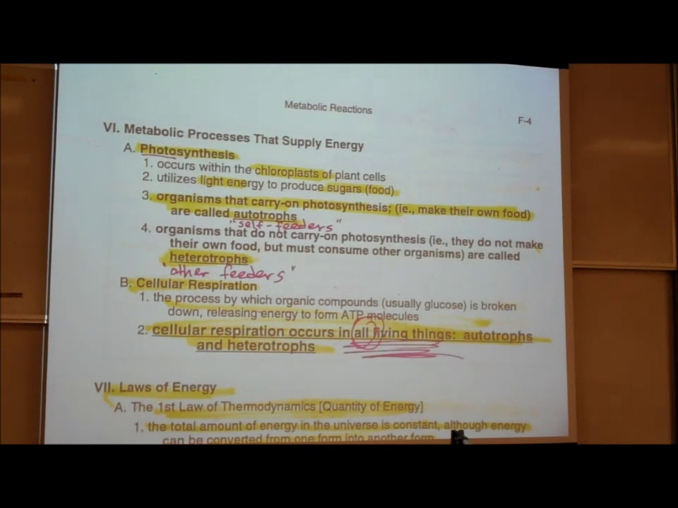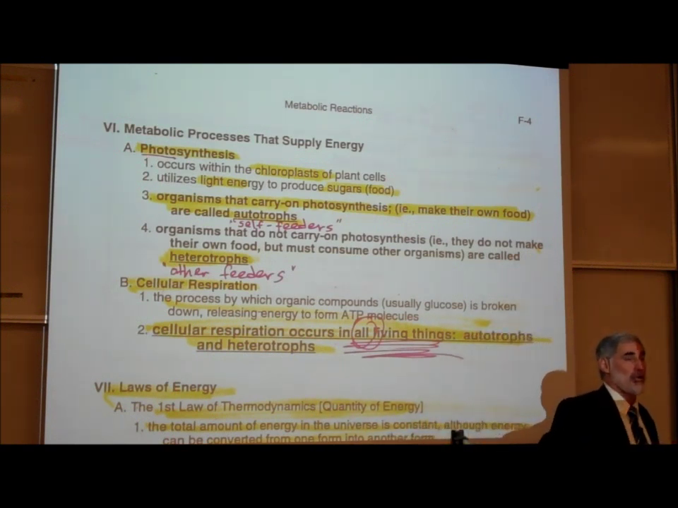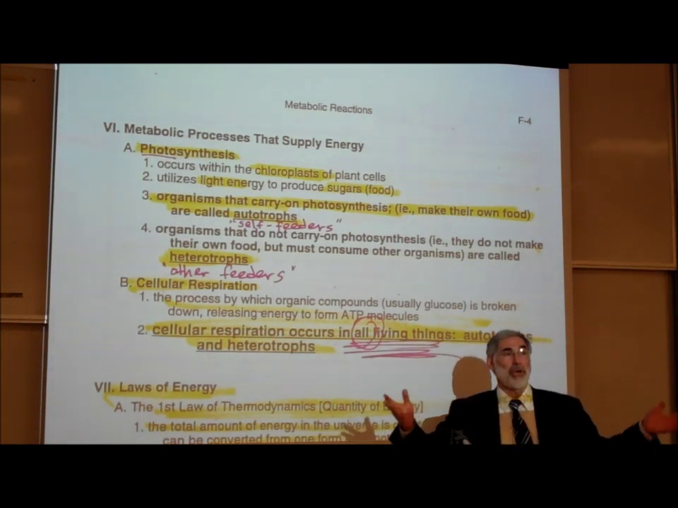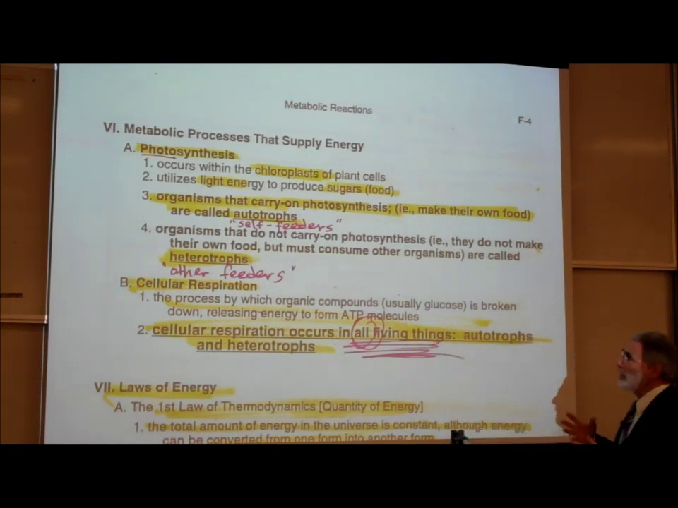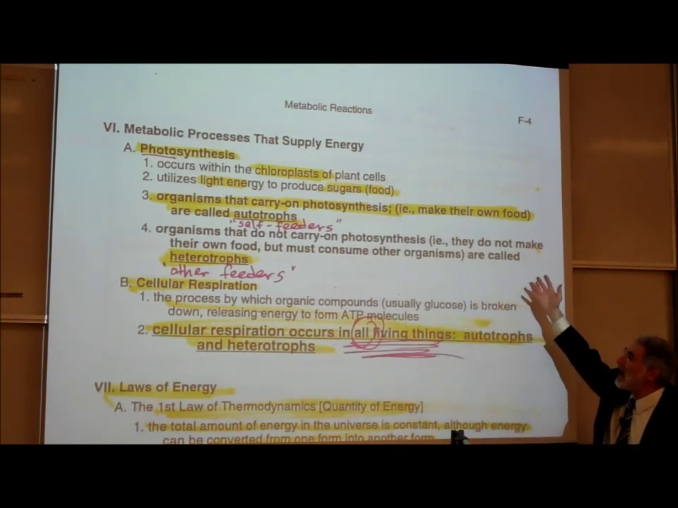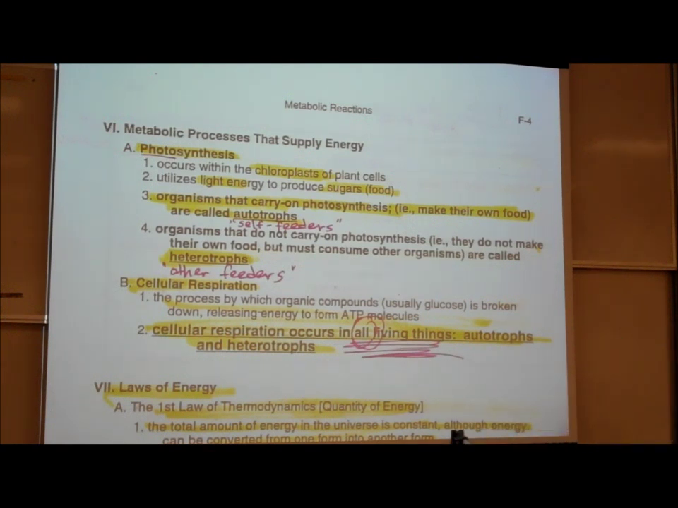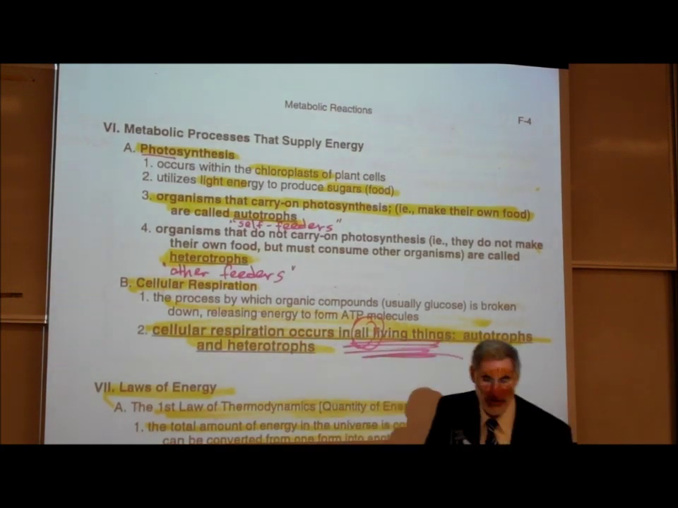Organisms that carry on photosynthesis, that is, they make their own food, are called autotrophs. Auto means self and troph means to feed. So plants are obviously autotrophs because they make their own food using light energy to make sugars and other foods. Organisms that do not carry on photosynthesis, that is, they do not make their own food but must consume, ingest, eat other organisms, are called heterotrophs. Now hetero means other, troph means to feed. So to feed on others.